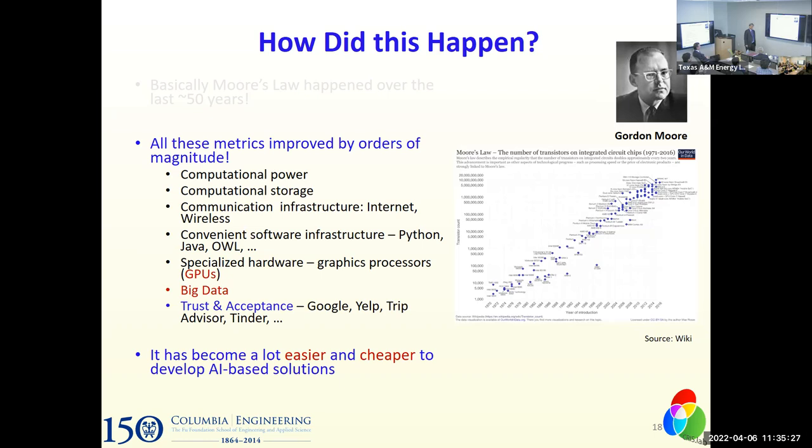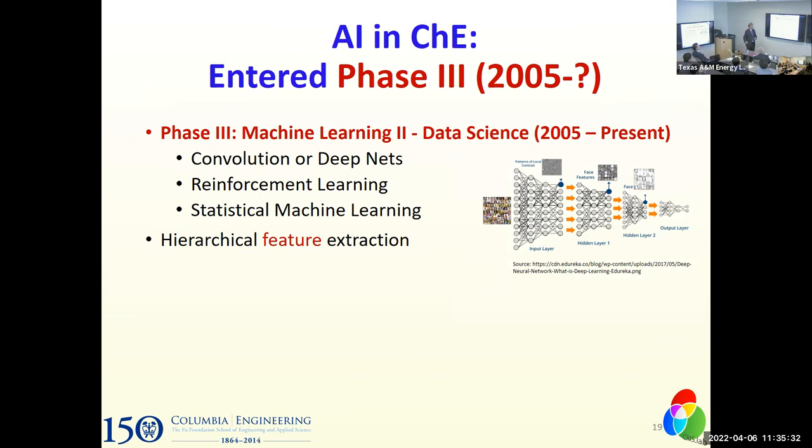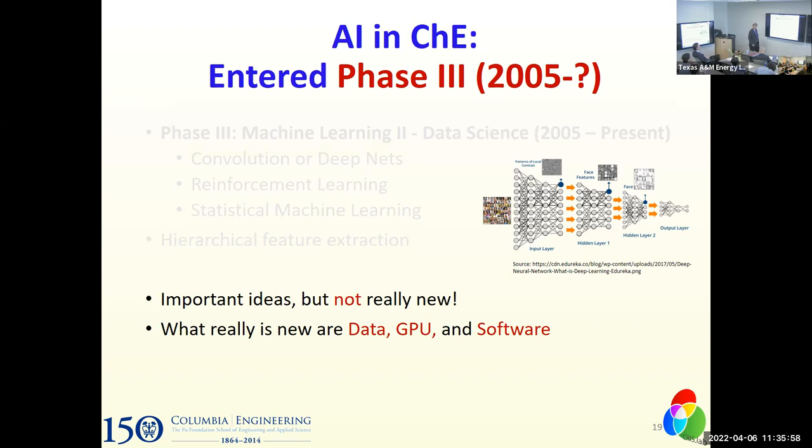So with that, we entered data science. This is the new era, roughly from 2005 onwards. And this is the third phase in my four-phase classification. The new idea here is hierarchical feature extraction. And the three important ideas are deep neural nets, reinforcement learning, and statistical machine learning. Again, these are not new ideas. They are important ideas, but really, they are not new, as you'll see in the next slide.